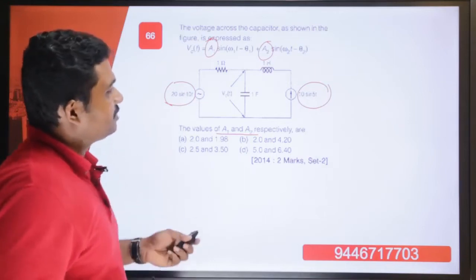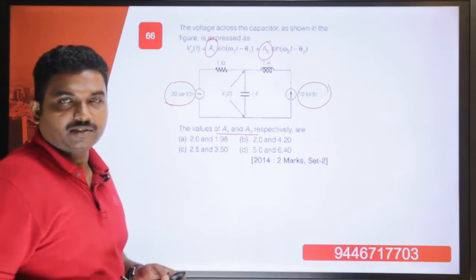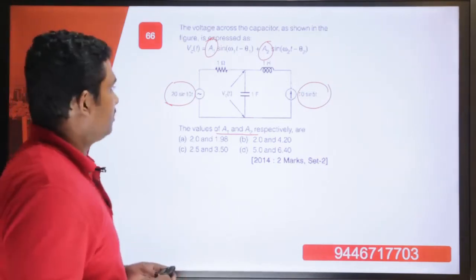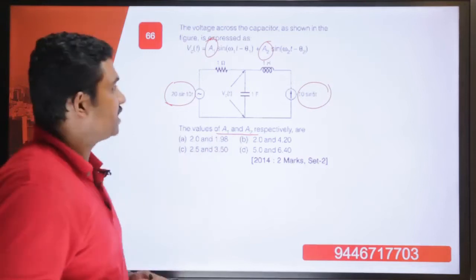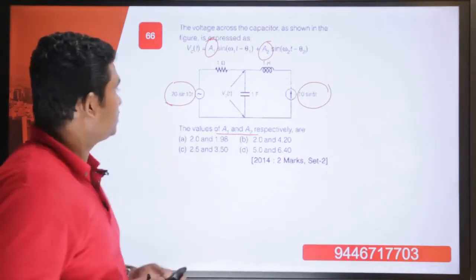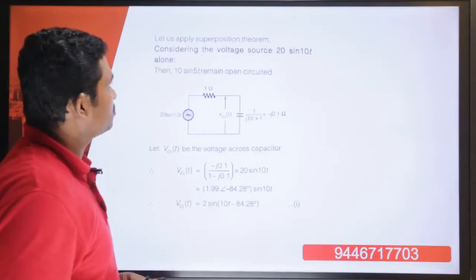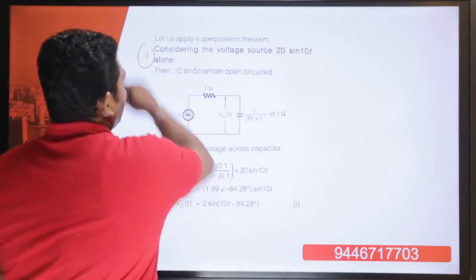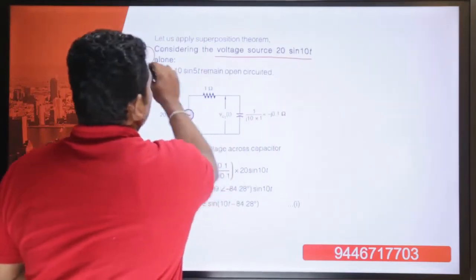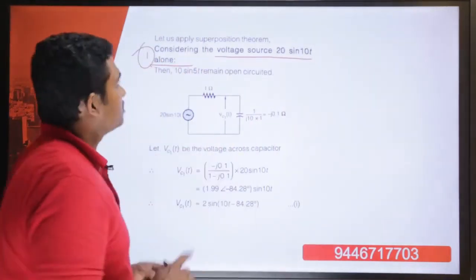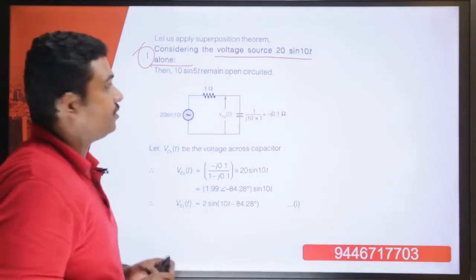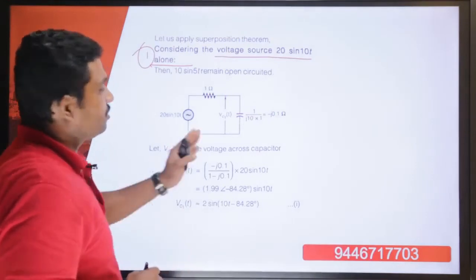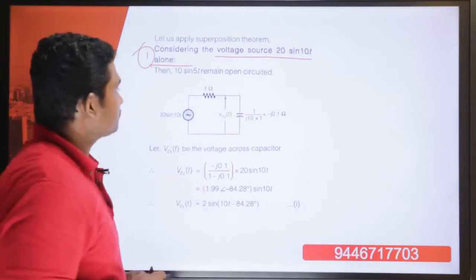Here in this problem, even though this is a Kirchhoff's KCL KVL problem, we are going to apply the superposition theorem because we are having two different sources. One is a current source and another one is a voltage source. As step 1 of applying the superposition theorem, we are considering the voltage source, that means 20 sin 10t alone. So when considering the voltage source, we will open circuit the current source.